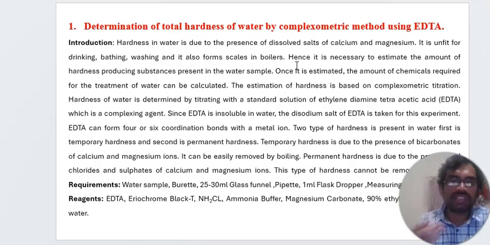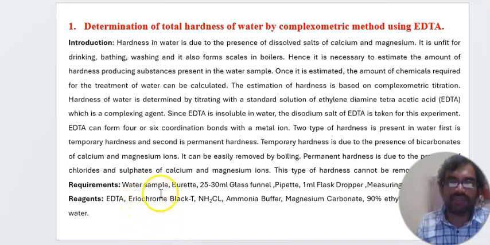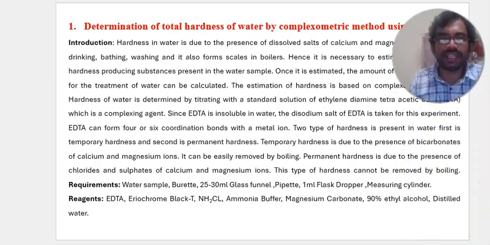Once you plan to do this estimation of hardness of water, you require a few water samples, burettes, glass funnels, pipettes, conical flasks, a dropper and a measuring cylinder. You need to take these before starting the experiment.